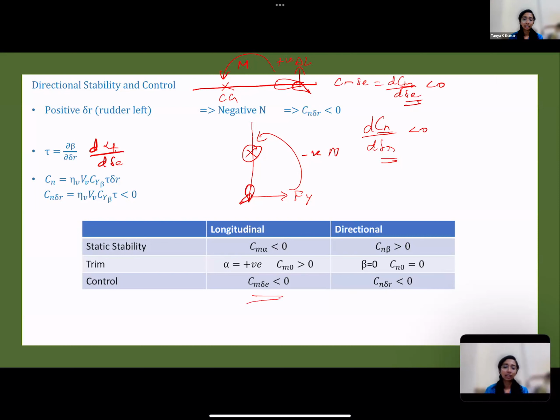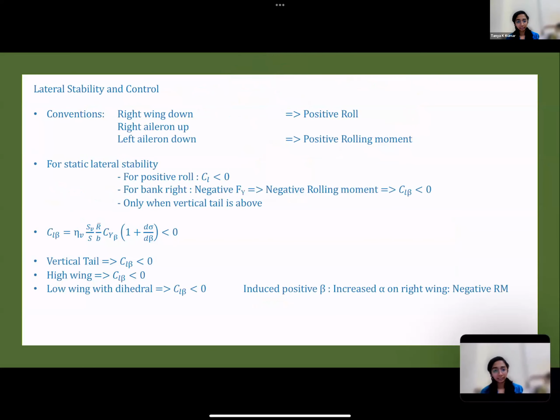In the case of directional stability, control derivative is Cn delta R. It should be negative. It will be negative. Okay. So that is what we just saw in the above few equations. Now let's go to lateral stability and control.